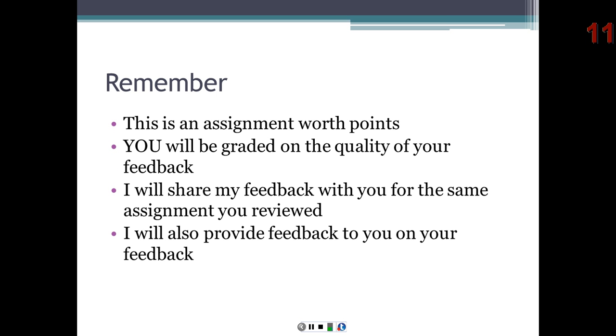Remember, in the end, this is an assignment that is worth points. And as a matter of fact, it's 50 points this time, so that's a lot of points. You will be graded on the quality of your feedback. Now, what I'm going to do for you is share my feedback with you for the same assignment that you reviewed. So you'll have your feedback, how you reviewed it, then you'll have my review. I will also give you feedback on your feedback. So not only will you have my review the way I did it, but you'll also have feedback to improve your own feedback. This is getting redundant saying feedback over and over.